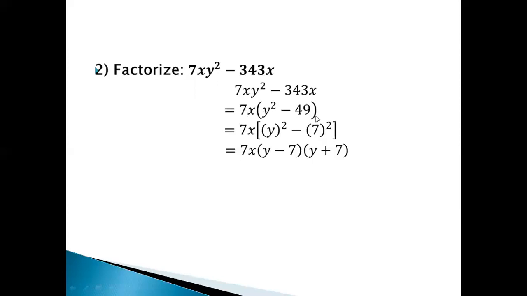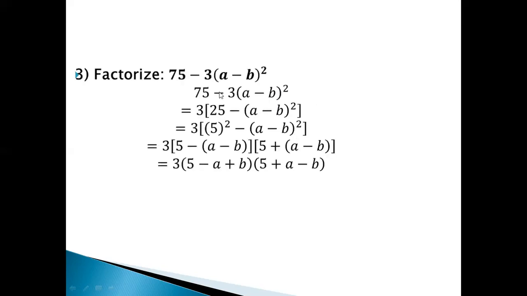Now see the expression in the bracket. Y square is the perfect square of y and 49 is the perfect square of 7, and we have a minus sign in the center. So it means we can apply the third identity on the expression within the bracket. So we get y square minus 7 square, which will be equal to y minus 7, y plus 7. So after factorization, our factors are 7x, y minus 7, and y plus 7.